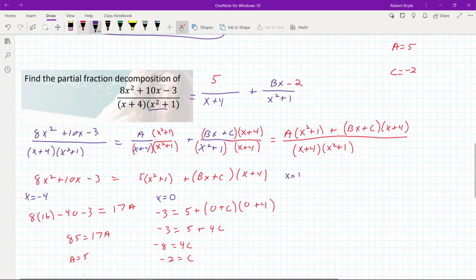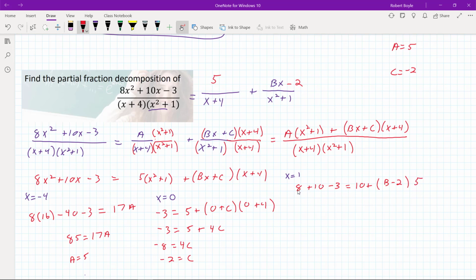Well, we are going to have 8 times 1. Well, that's 8, I think. Yep, 8 times 1 is 8. Plus 10 times 1, which is 10. Minus 3. Okay, that is going to be equal to 5 times 1 squared plus 1 squared plus 1. So that's going to be 5 times 2, or 10. Plus b times 1, that's just b, plus c, that's a minus 2 because c is minus 2, times 1 plus 4, which is 5.